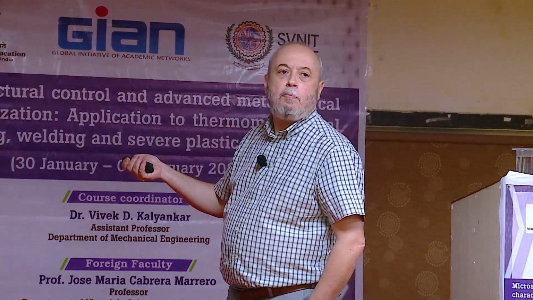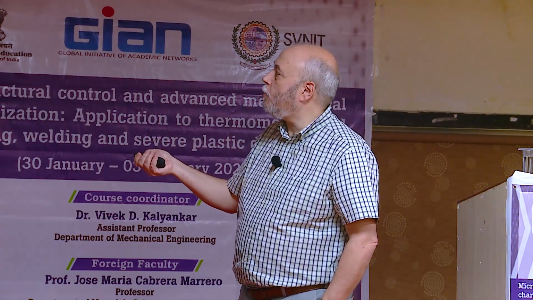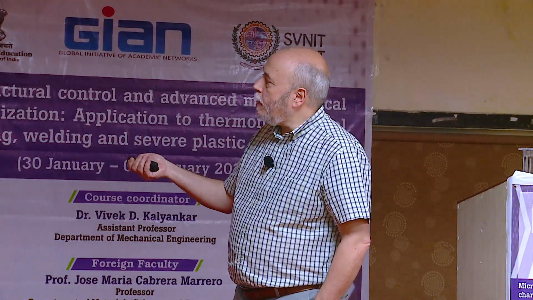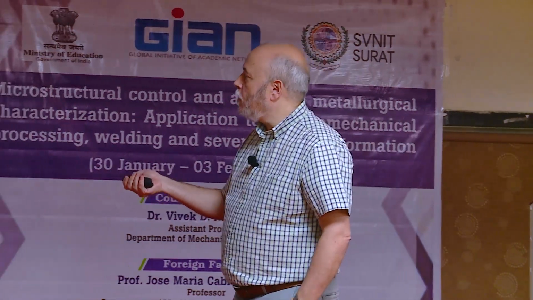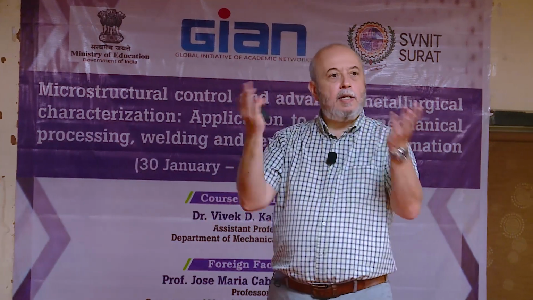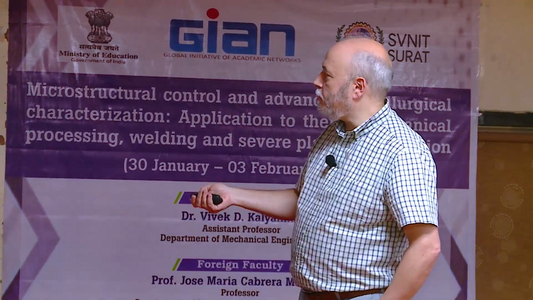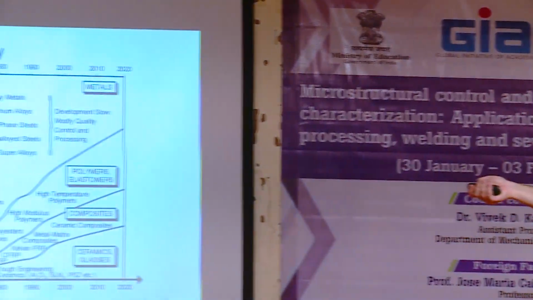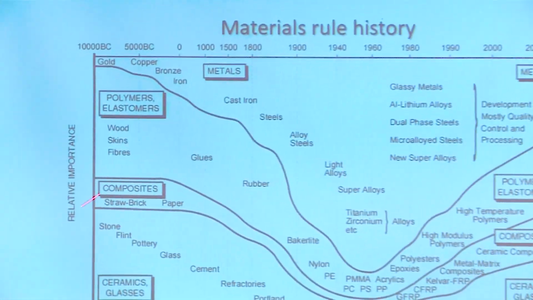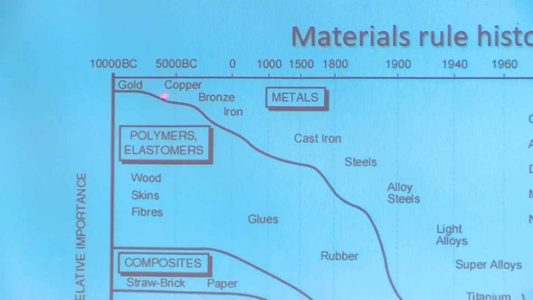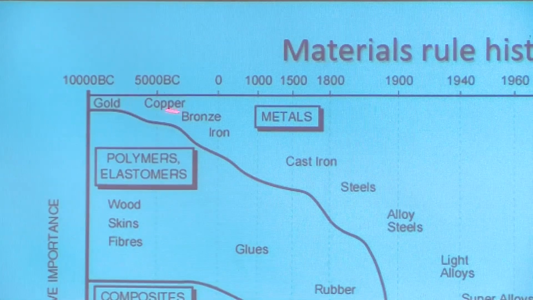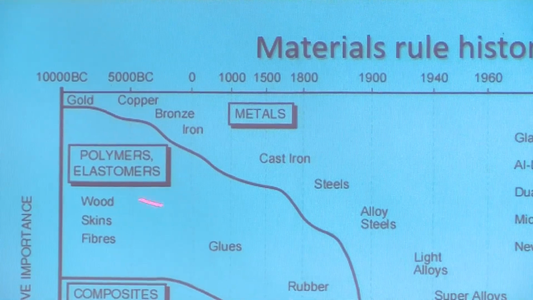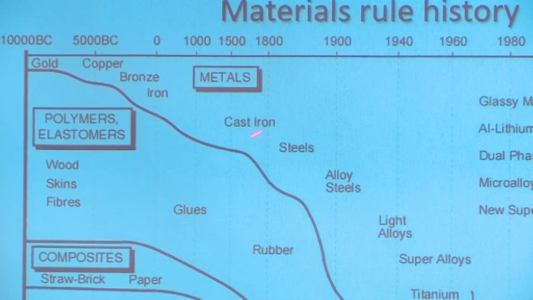So metals were not important because humanity only knew gold. Natural polymers were very important: wood, skins, fibers, composites for making bricks. Ceramics, only stones. But then with the development of humanity, metals start to be much more important. This is also the age of copper, the age of bronze, the age of iron.